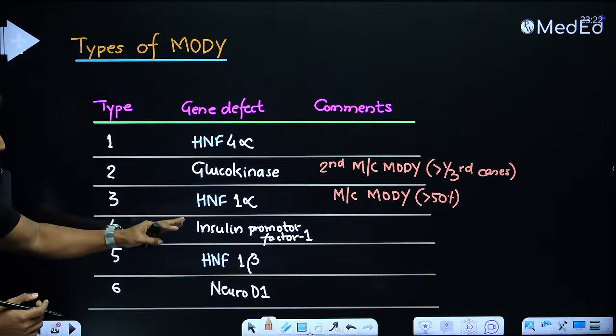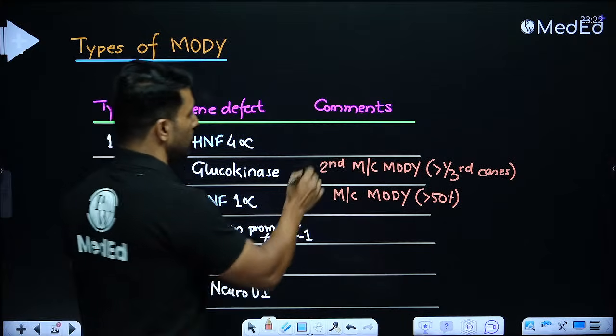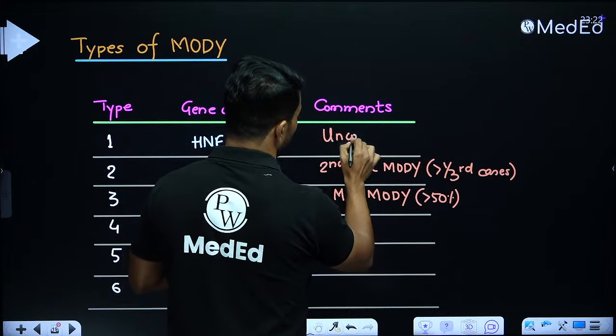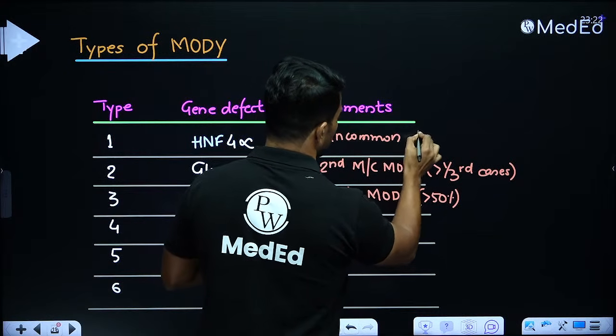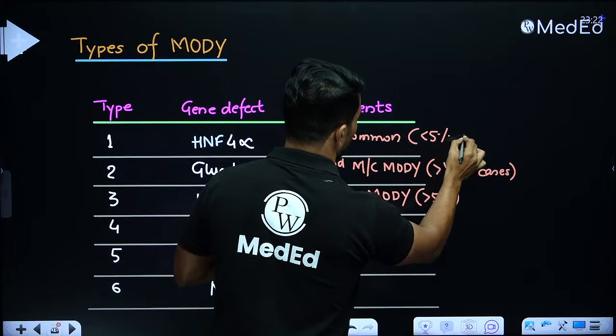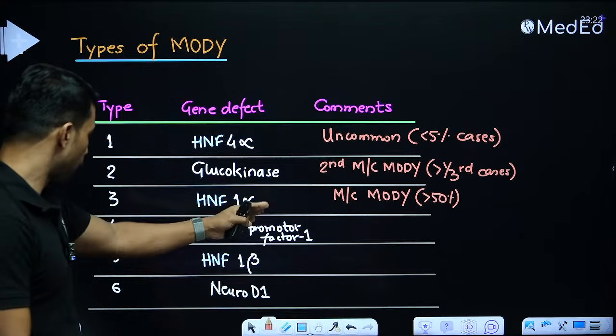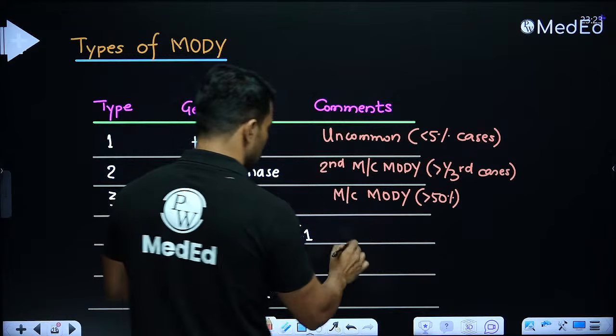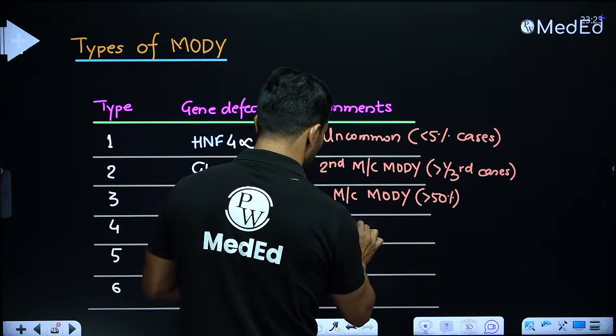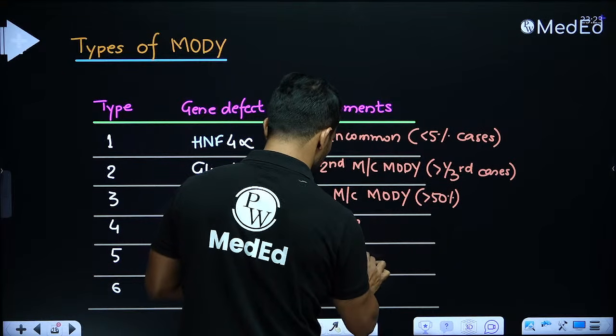The other MODYs are relatively less common, right? This MODY 1 is uncommon, seen in less than 5% of cases. And the other forms, 4, 5, 6, are all relatively rare. They are rare forms of MODY.